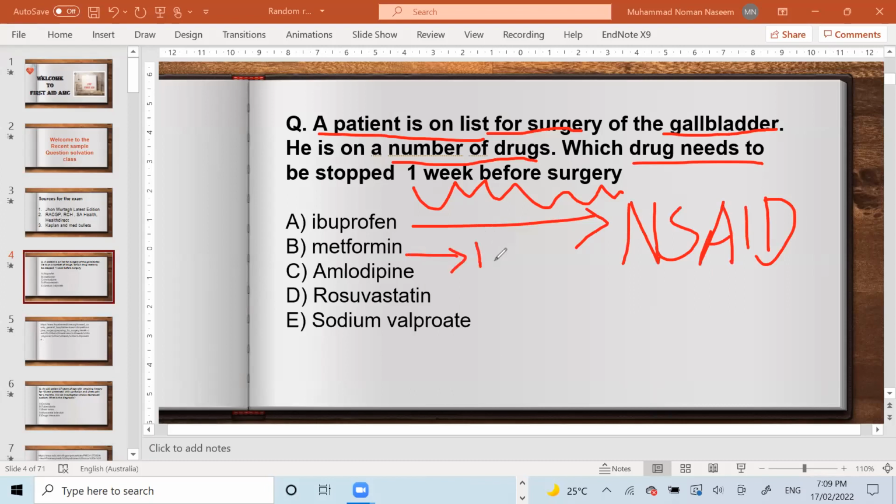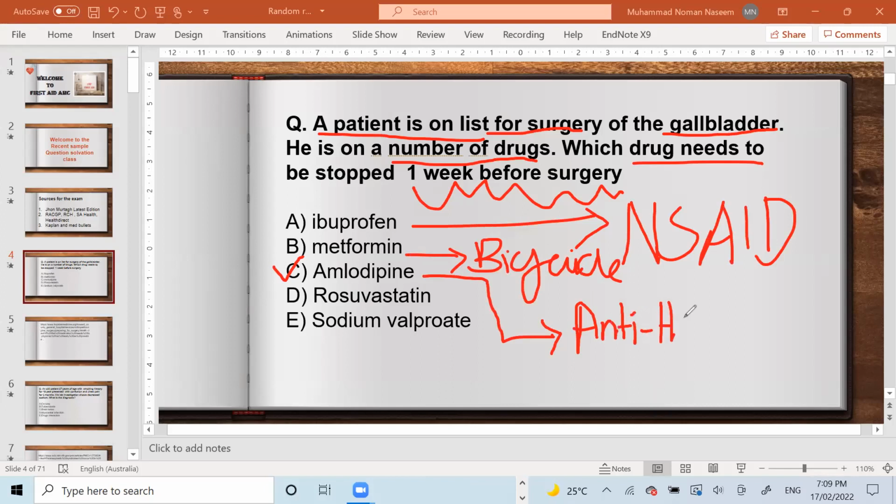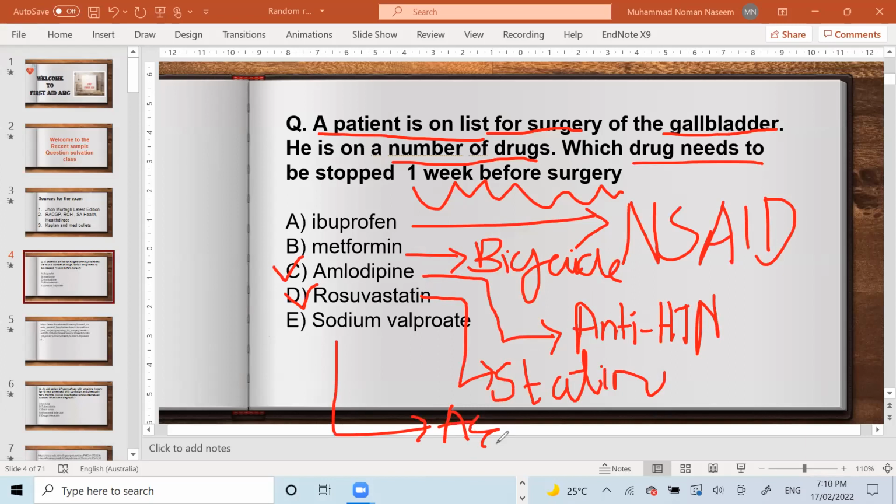Metformin is a biguanide. We give this to the patients who are type 2 diabetic. Amlodipine is antihypertensive. Rosuvastatin is a statin. We give this to control the level of the cholesterol in the blood of the patients. And sodium valproate is the anti-epileptic drug.